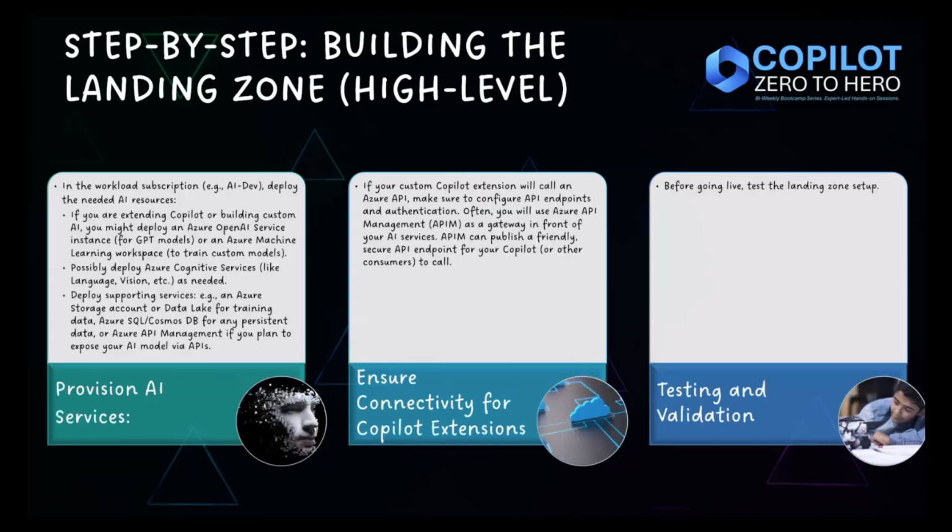The next step that we need to follow is provisioning our AI services. So deploying the needed AI resources, as we mentioned, whether it is OpenAI, whether it is cognitive services, whatever it is, we'll set up all those things when we're provisioning the AI services.